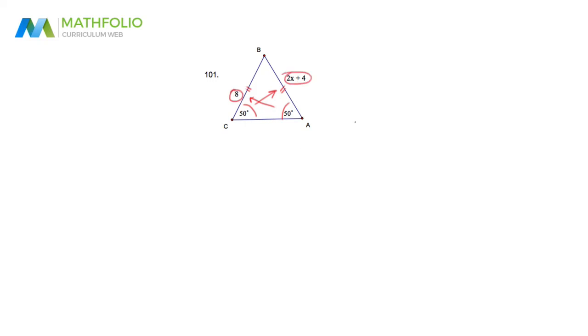So these are facts that we just need to remember, because without knowing these facts we'd have no idea how to solve this. So isosceles triangles have two angles that are congruent, and opposite each of those angles the side lengths are exactly the same. So therefore we can start off with 8 equals 2x plus 4, and when we solve this we end up with x equals 2. So that's our answer for number 101.